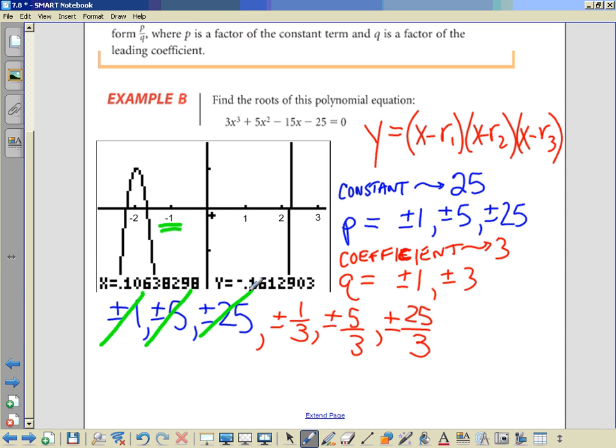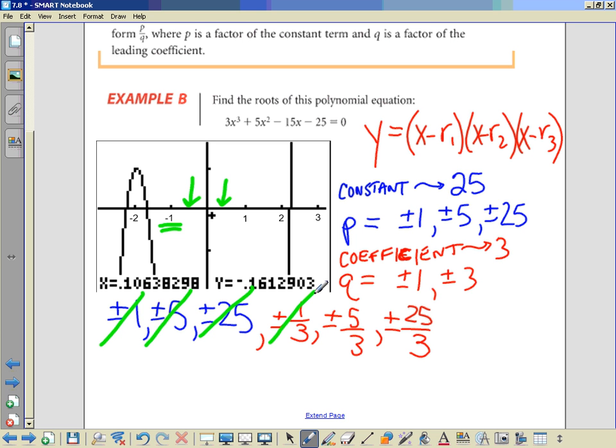Let's take a look at the next one. Positive or negative 1/3. Well, for positive or negative 1/3 to be a potential solution, the graph would have to cross here or there. And you can see clearly that this graph does not. So we're going to eliminate that.